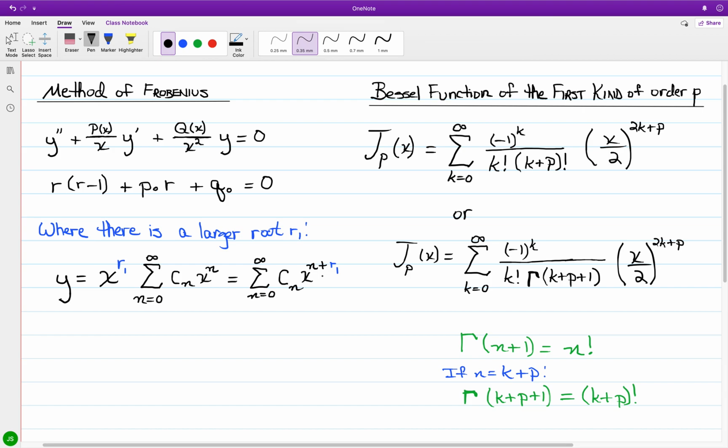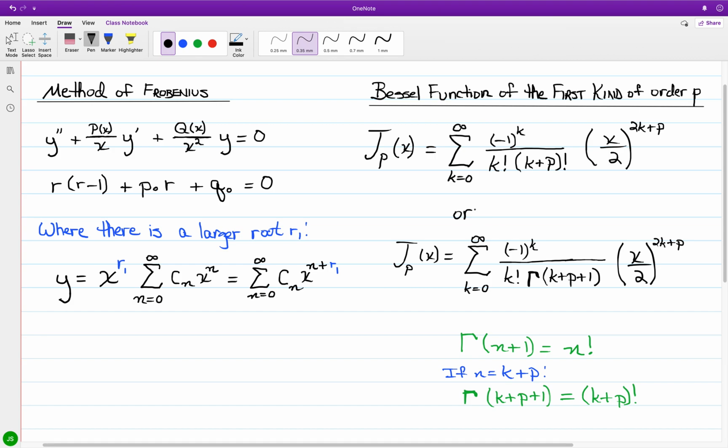And this will be one of the main ingredients to which we will discover Bessel functions of the first kind of order p. And we have what looks like the letter J, this being reference to the Bessel function of the first kind. And for the Bessel function of the first kind of order p, we have J sub p of x is equal to the summation as k goes from 0 to infinity of negative 1 to the k all over the product of k factorial and k plus p factorial, times x over 2 raised to the 2k plus p degree.